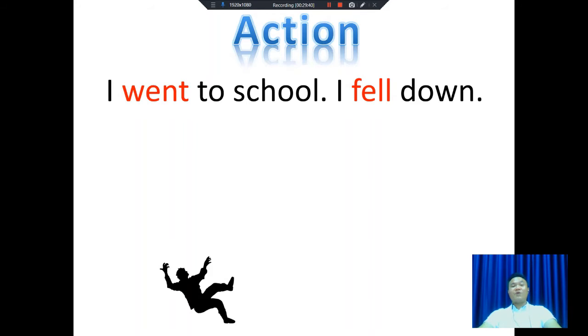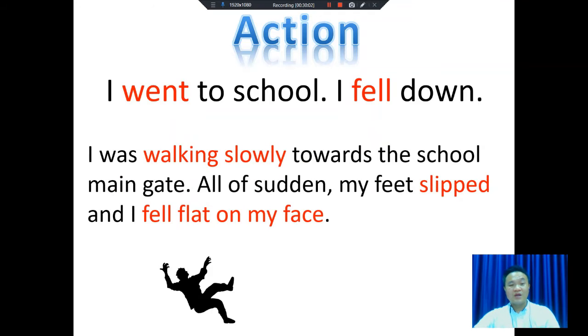Now, I'll give you one example. Number one: I went to school, I fell down. Very direct. Is it wrong? No, it's not wrong if you write this way, just that it's very boring, because you don't give vivid details about the movement. Now, if I change it to: I was walking slowly towards the school main gate. All of a sudden, my feet slipped and I fell flat on my face. Pop! You land your face on the ground.